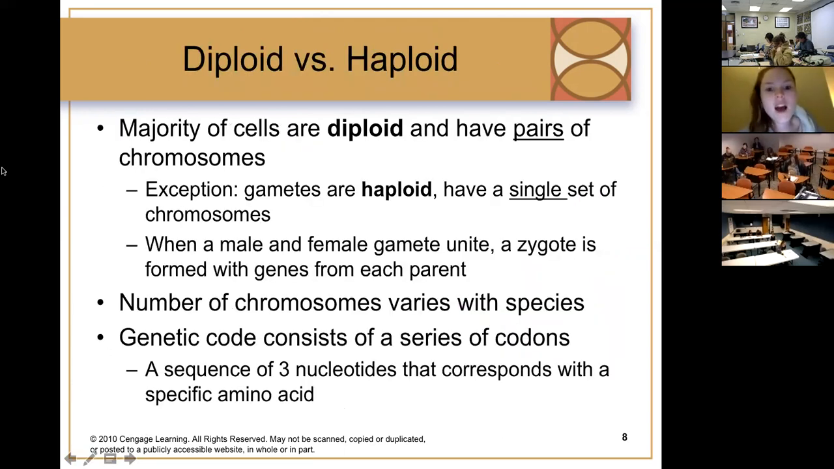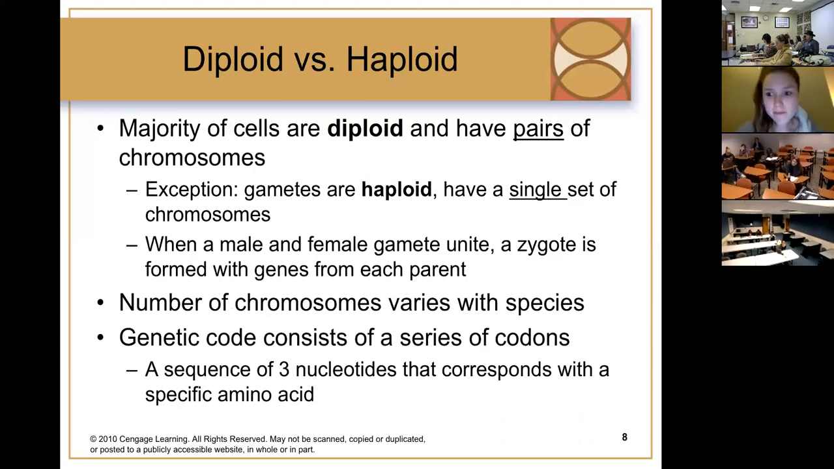So the cells can have what's called ploidy, which is basically just a term for how many chromosomes they have. So the main types are diploid or haploid. The majority of cells are diploid, and if you look, it starts with di. If a word starts with di, what does that tell you it might mean? Two, right. So diploid has a pair of chromosomes, or pairs. So they have sets of two.